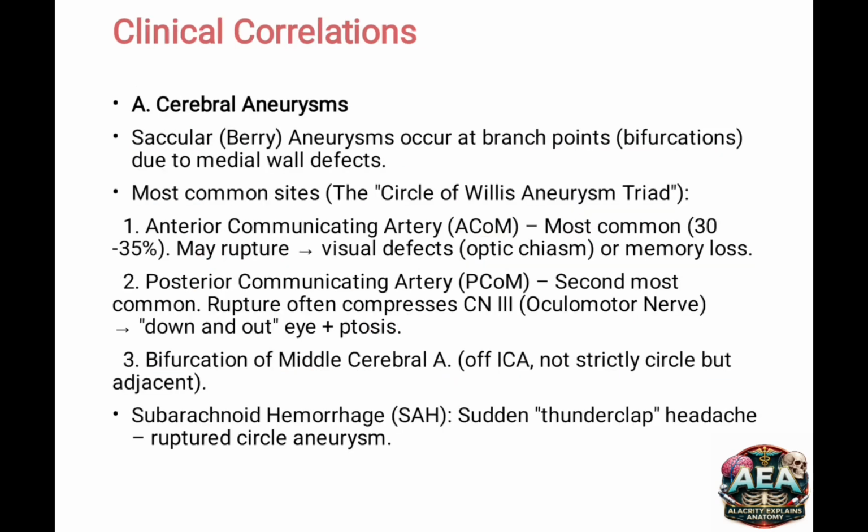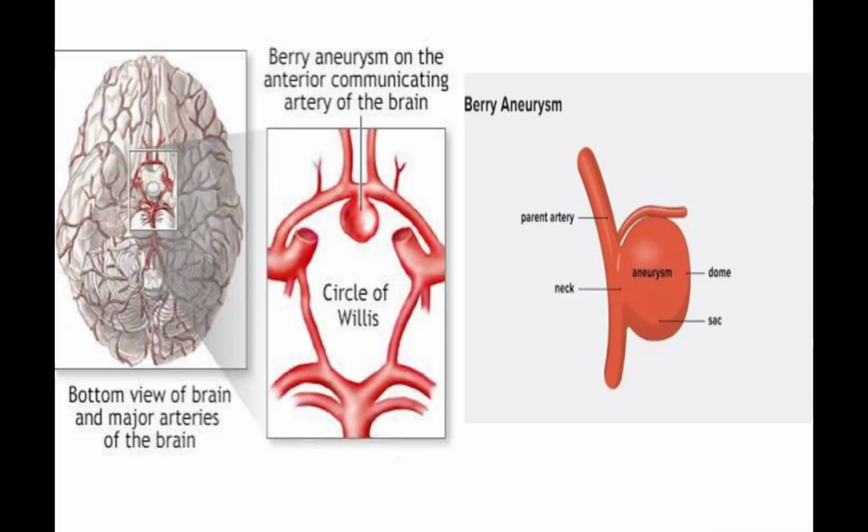Now, what are clinical correlates about the Circle of Willis? We have the cerebral artery aneurysm. Cerebral artery aneurysms, we have the saccular berry aneurysm, which occurs at a branch point, or bifurcation point due to medial wall defect. There's a defect in the medial wall of the blood vessel. There could be a saccular or a berry aneurysm. This is what we refer to as an aneurysm. There is dilatation of an artery.